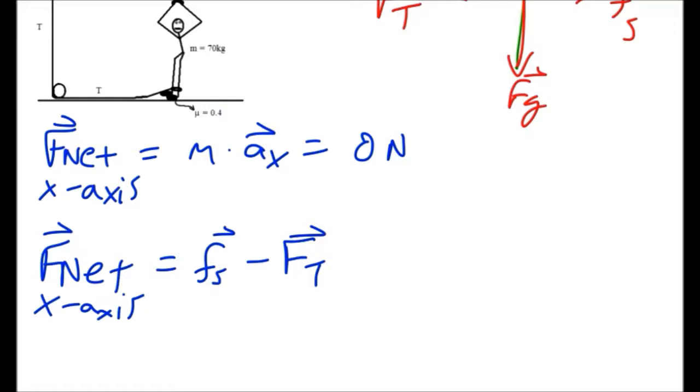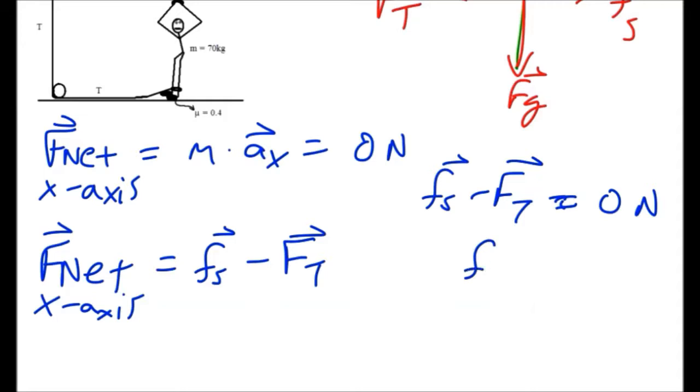Final thing, what do we do? Set them equal to each other. So friction force minus the tension force has to equal 0 newtons. So should we get a negative number then? Very good. Friction equals tension force. No. Okay, Adam, what's your question?